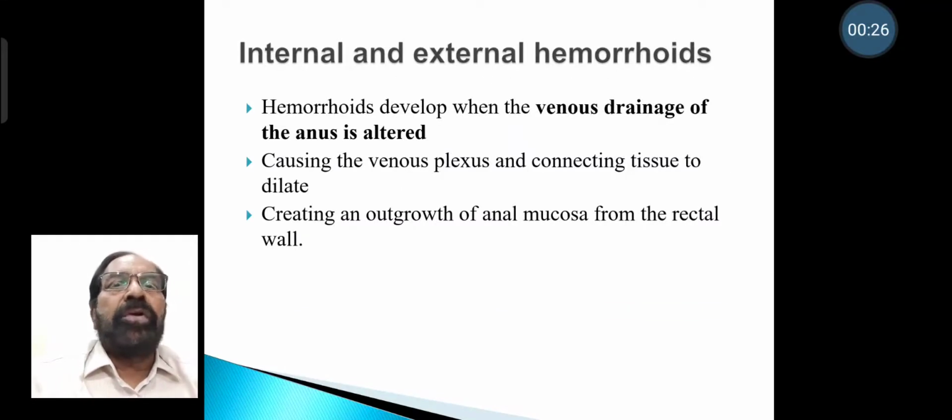Internal and external hemorrhoids. Hemorrhoids develop when the venous drainage of the anus is altered, causing the venous plexus and the connecting tissue to dilate, creating an overgrowth of anal mucosa from the rectal wall.